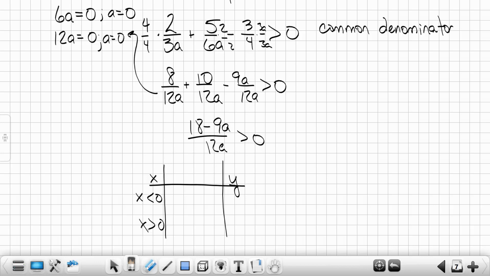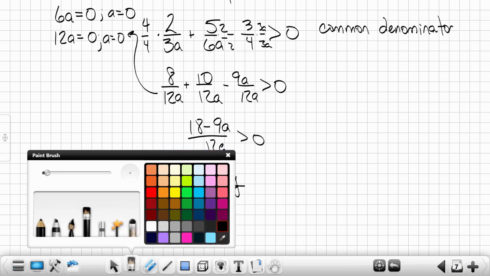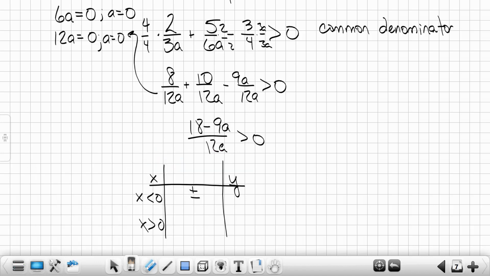-1. What's 18 minus 9 times -1? It's 27, but more importantly, positive. Wait. We're plugging in -1. We're going to check a number less than 0, which would be negative. That'll turn into a negative times a negative. So we're going to have a positive number on top and a negative number on bottom, which makes a... I don't know. That's sloppy.